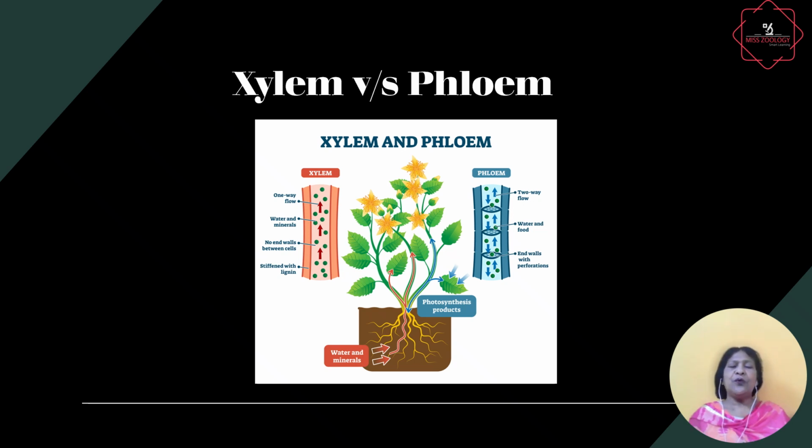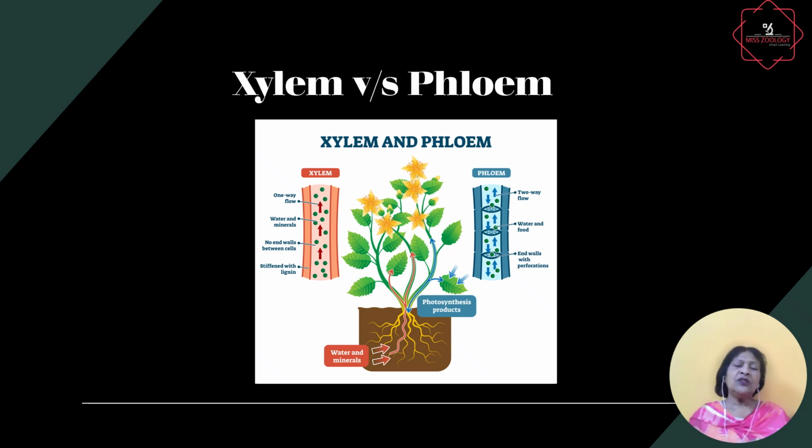And second point, we would see what does it transport. Xylem transports water dissolved with minerals. Phloem transports food in the plant body. We can have a third point of difference: xylem is generally made up of dead cells.